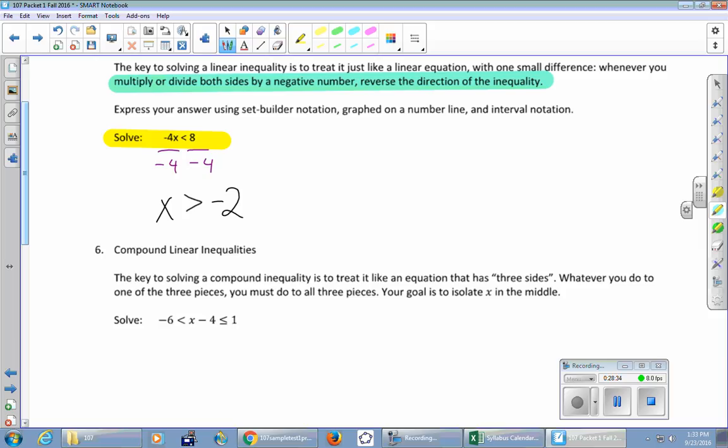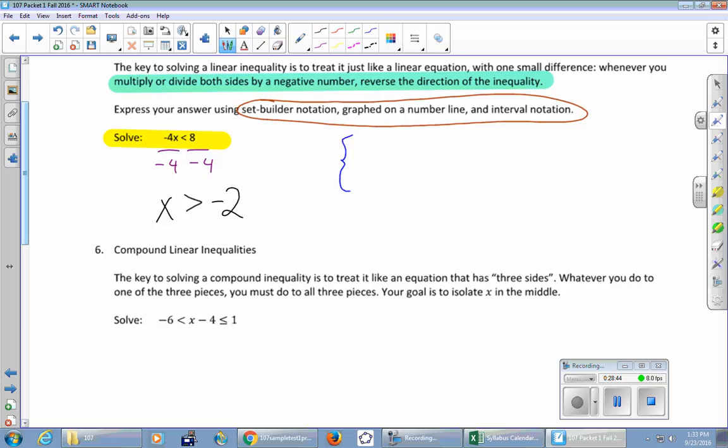Okay, let's make sure we answer this completely. It says write the answer in 3 different ways. Let's give that a shot. Okay, set builder notation. You guys remember that's the one with the funny braces in the beginning. First thing we write is x, and then we write a math symbol that says vertical line, which means such that. So it's the set of all x such that, and then we pretty much just have to copy the inequality there. x is greater than negative 2. And then we draw the other braces.